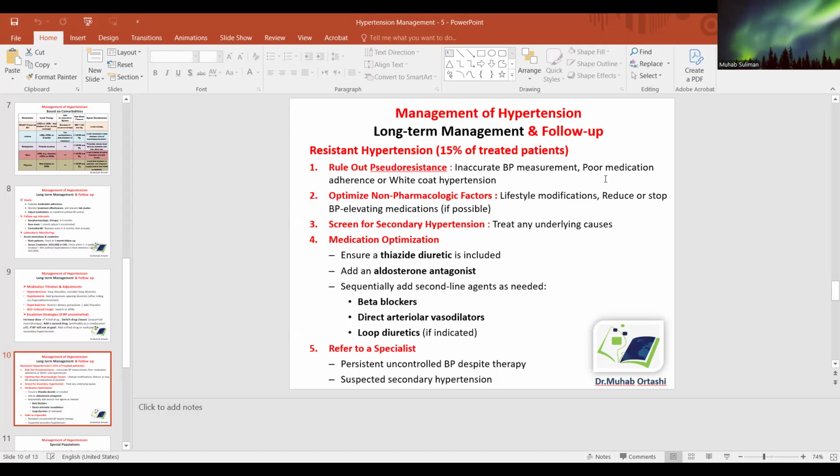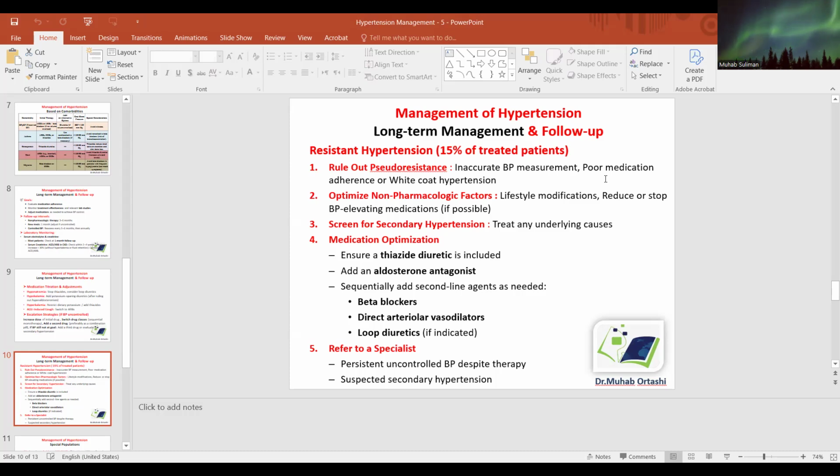And if there is a cause for secondary hypertension which is controllable or treatable, we have to treat the underlying cause. Then we do medication optimization, not directly adding a drug or adjusting the dose for the patient. We have to do all these processes before we change the dose or drugs for the patient.